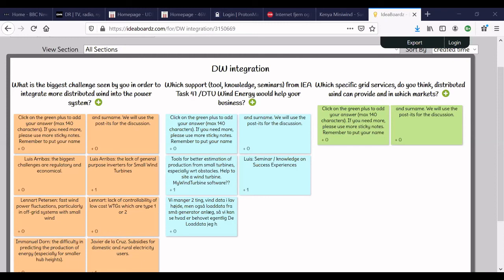What size was the wind turbine that Vestas was thinking of? Well, they were thinking of something between 5 and 30 kilowatts, something in that range. Okay. Oh, it would be great, of course, if Vestas would enter, but it's difficult, yeah.